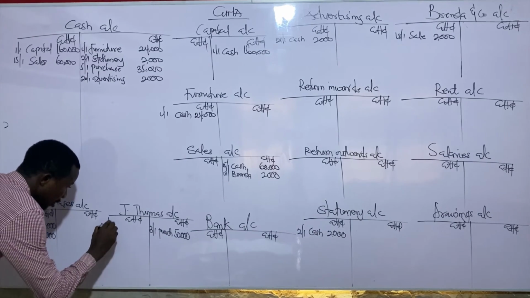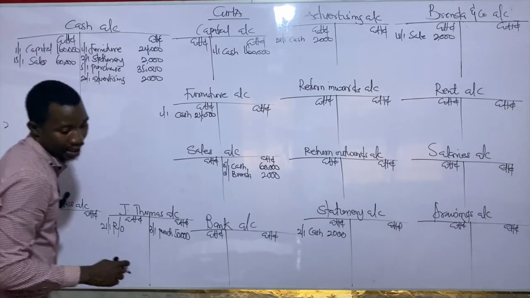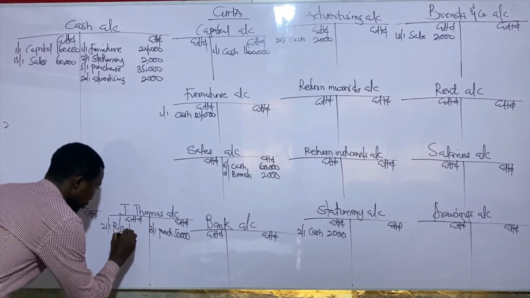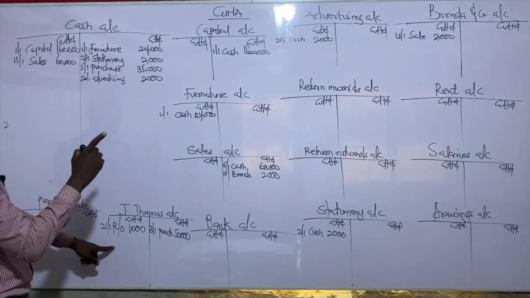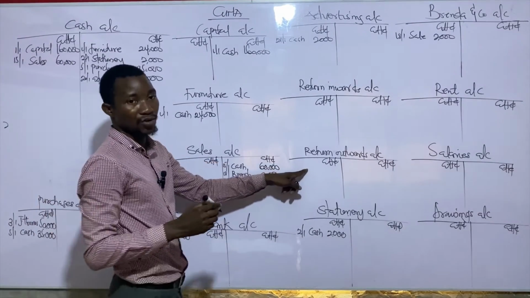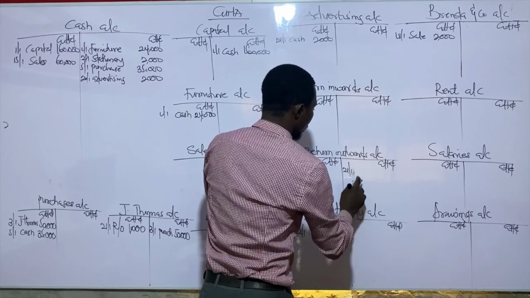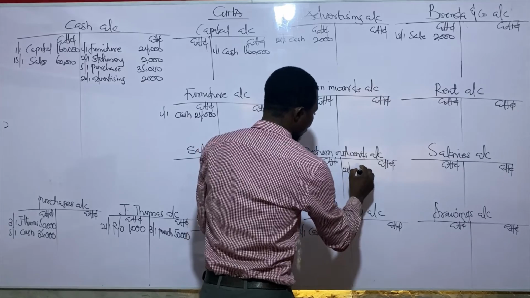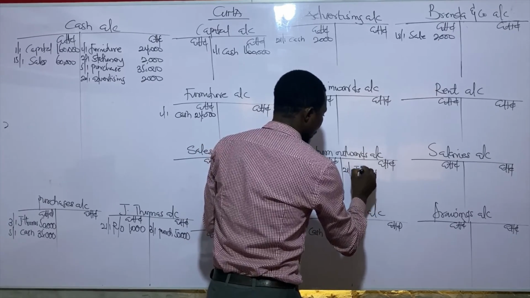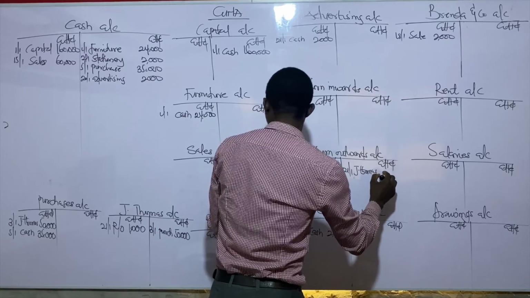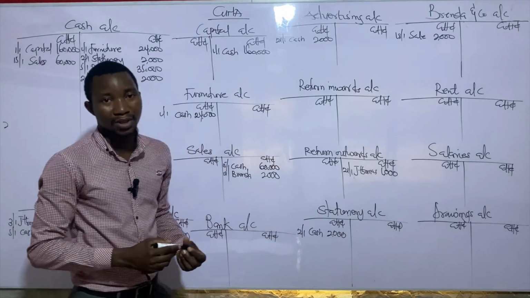21st of January, return. R/O means return outwards, and the amount was 1,000. Very good. So we go to the credit side of return outwards account and credit. This is return outwards account. That was on the 21st of January. That was from J. Thomas. We return to J. Thomas an amount of 1,000. So this is a return outwards.